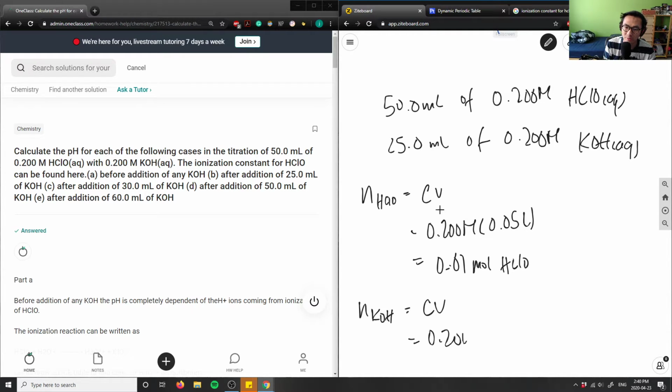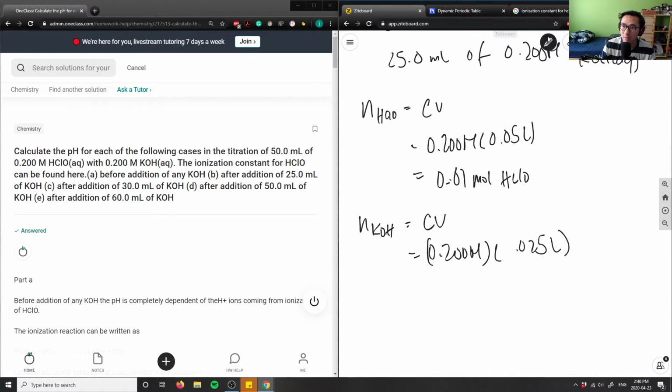I have 0.200 moles, and I'm multiplying it by 0.025 liters here. On my calculator, 0.200 times 0.025, I get basically 5 times 10 to the negative 3 moles of KOH. So these are my moles of KOH here.